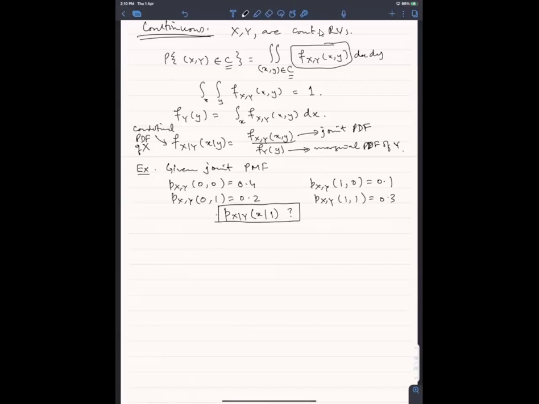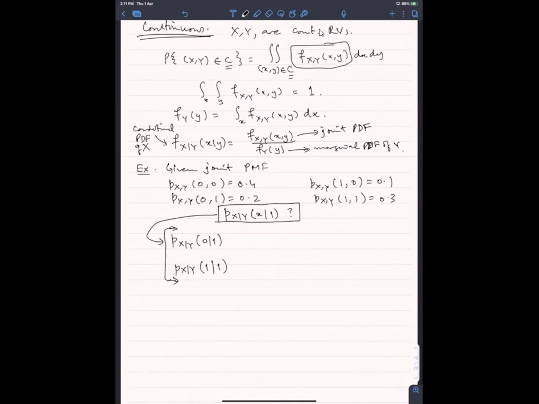So basically, in order to answer this question, I have to answer this. What is the probability that x can take the value 0 given that y is 1, and what is the probability x takes the value 1 given that y is equal to 1? So this entire thing, both of these together, would be the PMF of x, the conditional PMF of x given y is equal to 1.